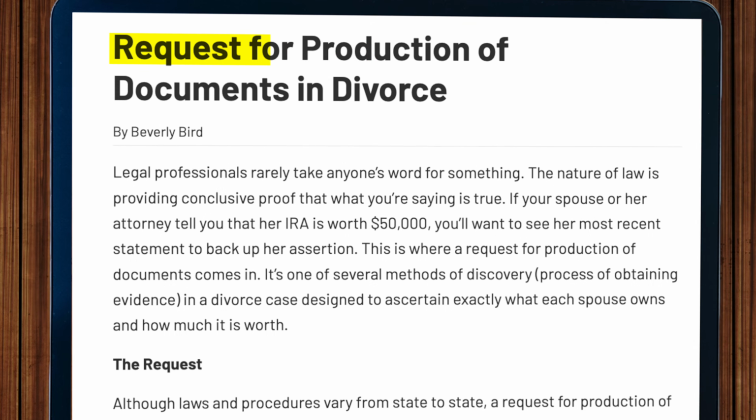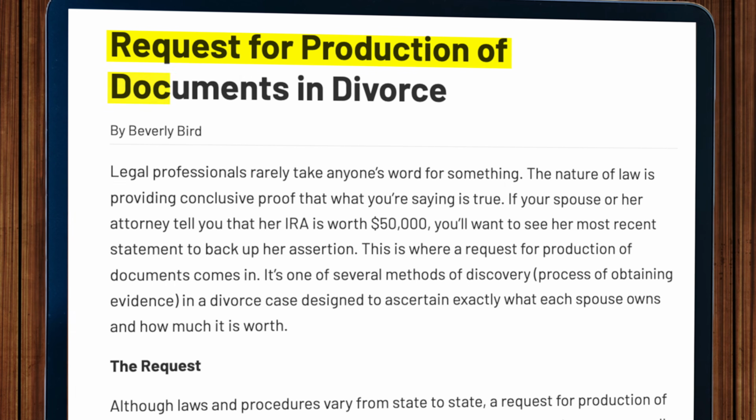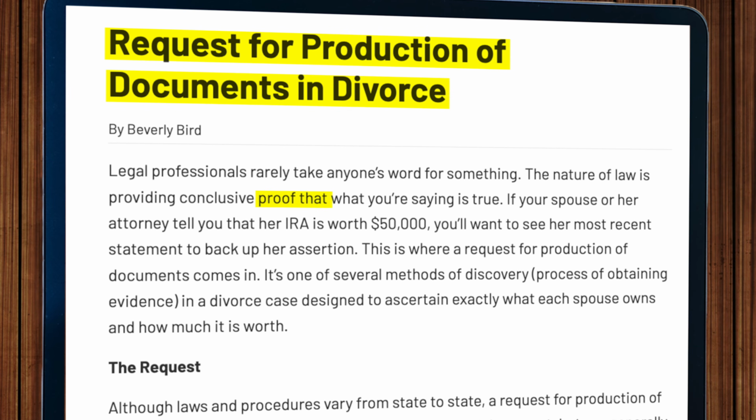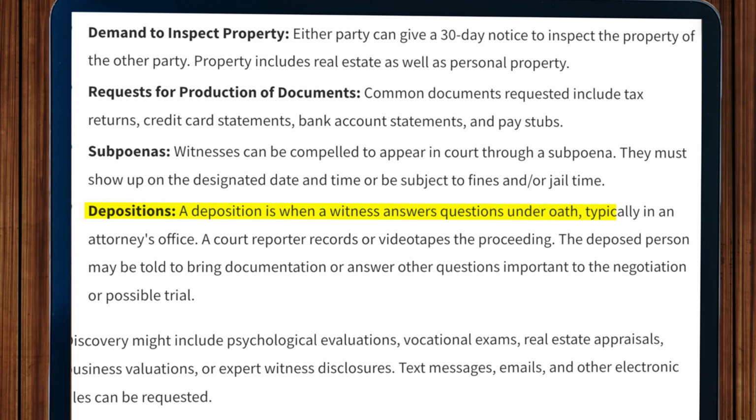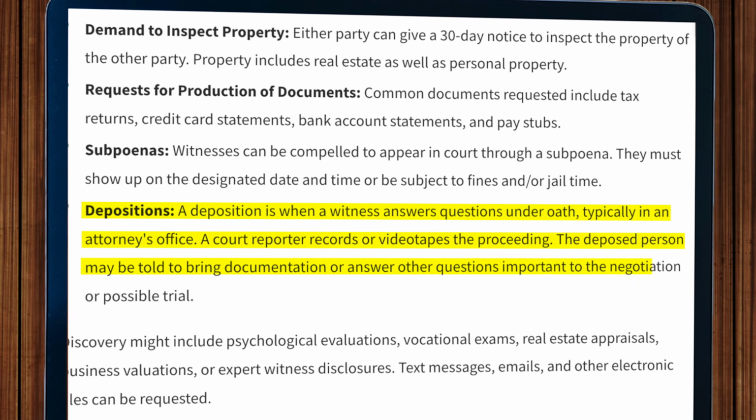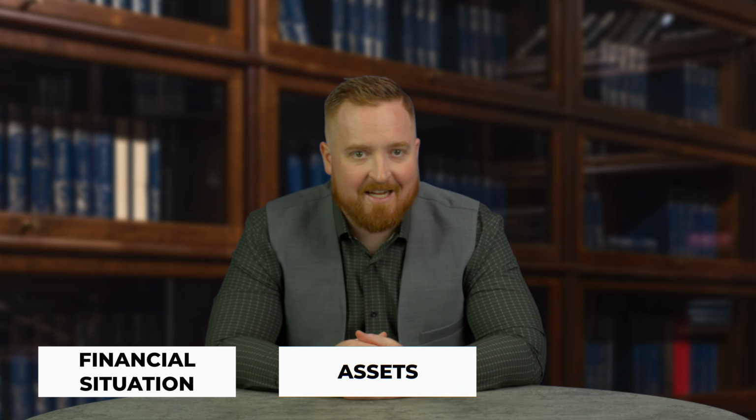Next, you may have requests for the production of documents. This is demanding the other party provide specific documents: bank statements, tax returns, other financial documents. Another common tool is depositions. Depositions are oral examinations of the other party or a witness under oath. Discovery helps each party understand the other's financial situation, assets, debts, and perspectives on various issues. This information is crucial for negotiation and, if necessary, for trial.